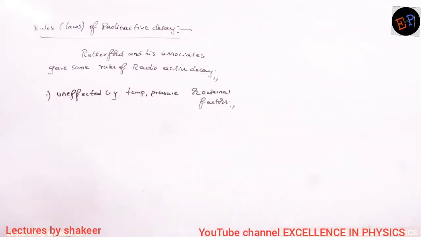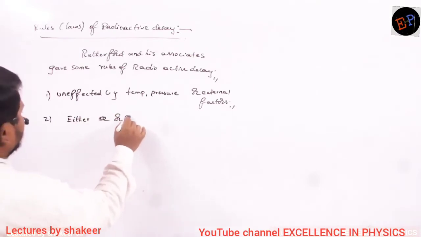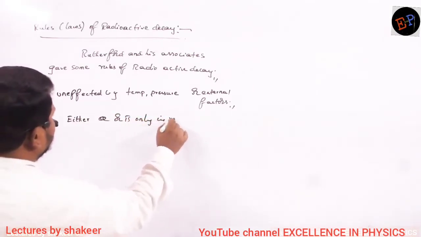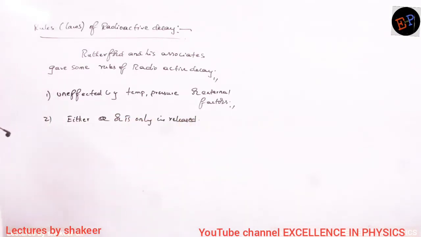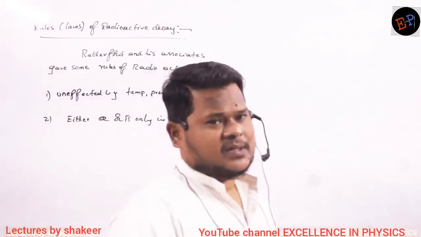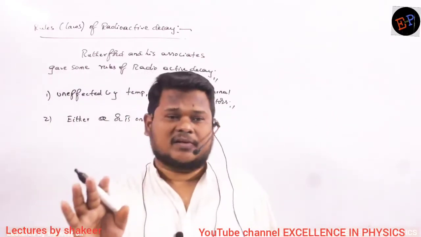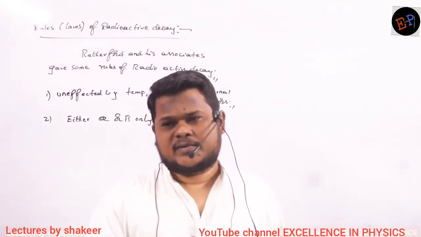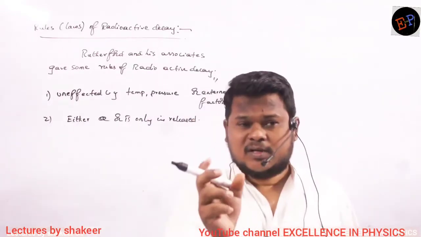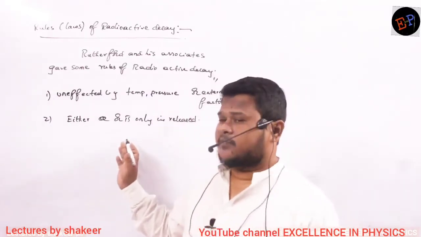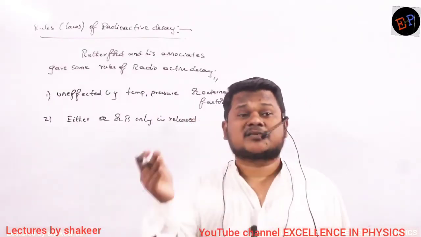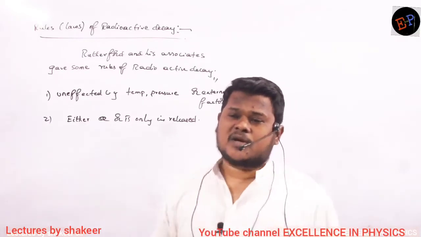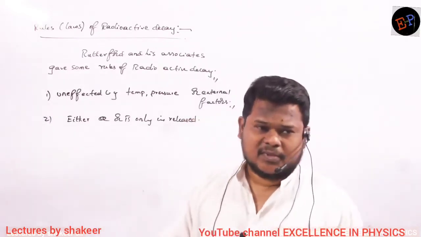So that is the first property. Second one is that either alpha or beta only is released. So what is meant by either alpha or beta is released? It means when alpha is released, beta is not released, and when beta is released, alpha is not released. Either alpha or beta. And gamma is a different condition. Gamma is the only radiation. So when either alpha or beta is released, and the nucleus is in excited state, then it comes to normal state by giving gamma radiation. Are you able to understand?